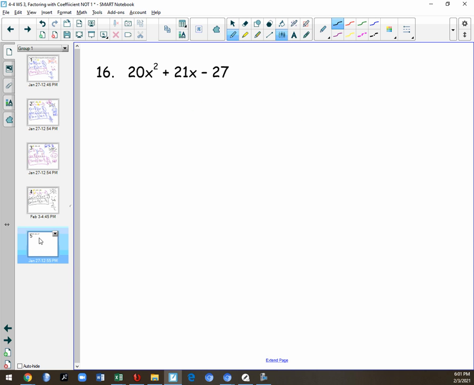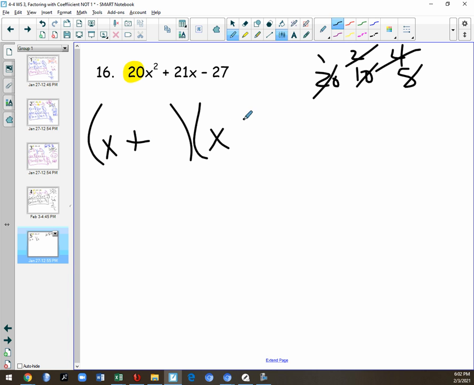Last problem I'm going to do for you is number 16. Problem 16, smallest number up there is going to be a 20. Factors of 20 are 1 and 20, 2 and 10, 4 and 5. Well, they're not divisible by 20, 10, or 5 because they all don't end in a 0 or a 5. 21 is not divisible by 2 or 4, so that means there is no GCF. So that means I'm going to go straight to an x plus and an x plus.